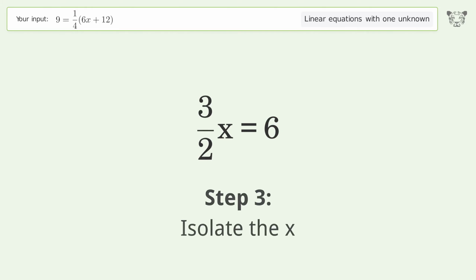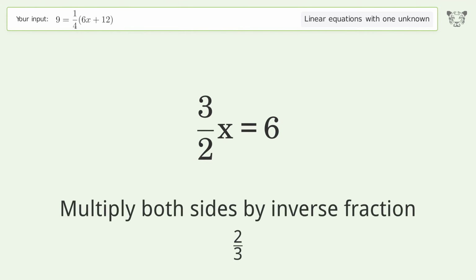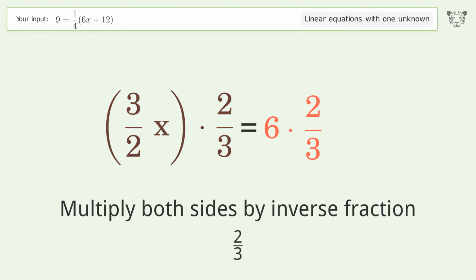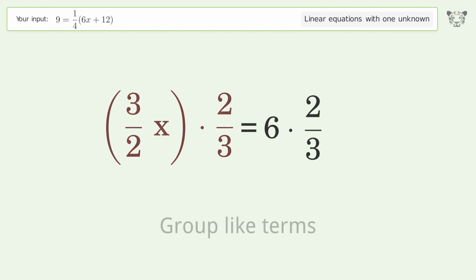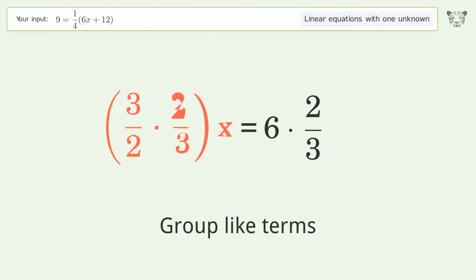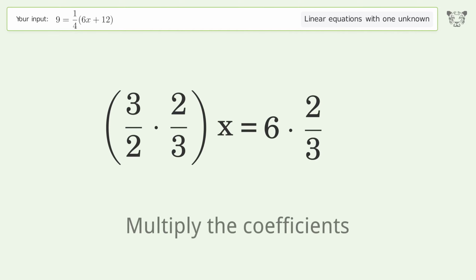Isolate the x. Multiply both sides by inverse fraction 2 over 3. Group like terms. Multiply the coefficients.